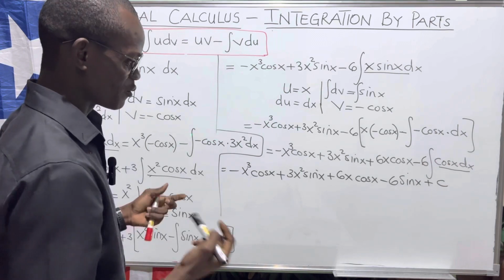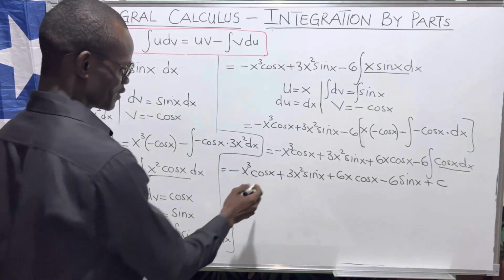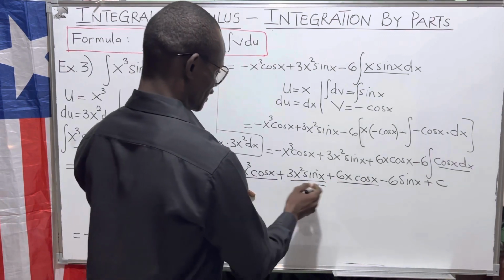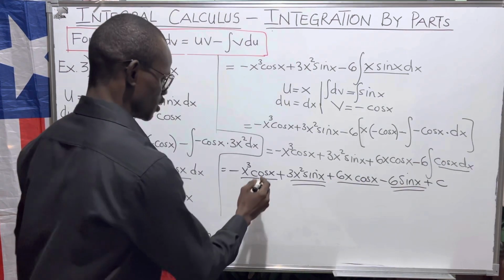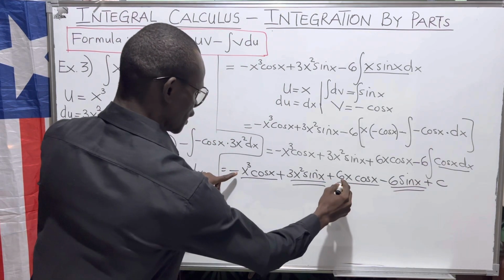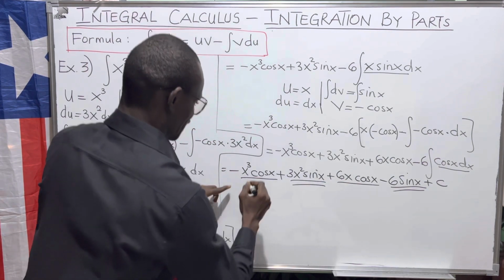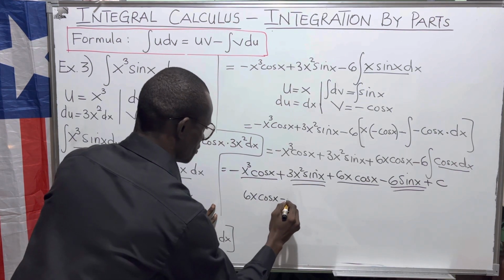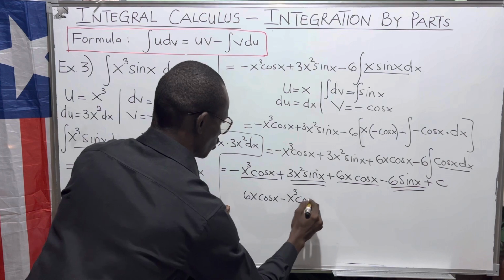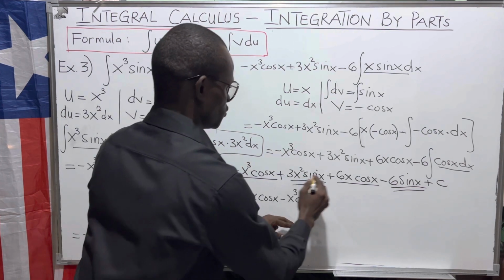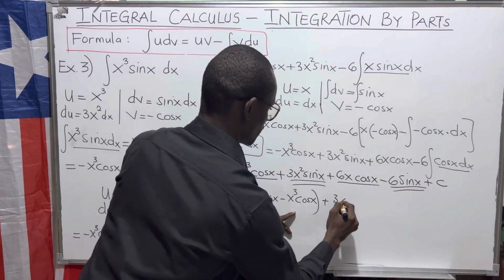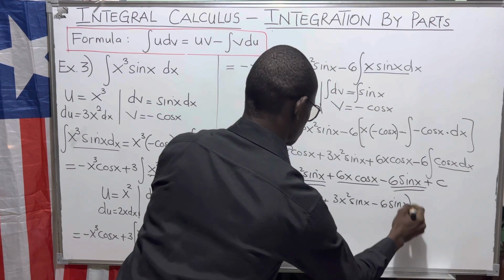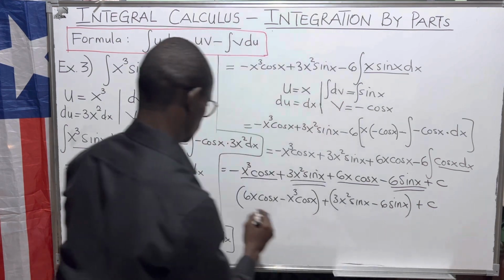So if we want to group some stuff, we can group some stuff. So you have this one and this. We can group these two, right? And then this and this can be grouped. So we have 6. I'll write it positive first. So I say 6x cos of x minus x cubed cos of x. And I group this and this. I write 3x squared sine of x minus 6 sine of x plus some constant.